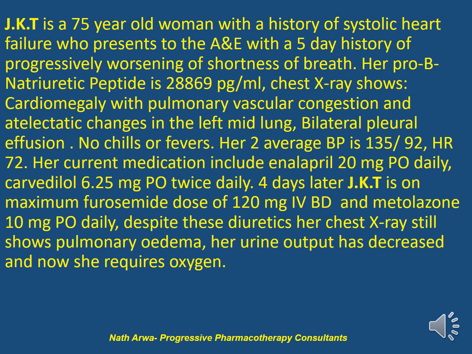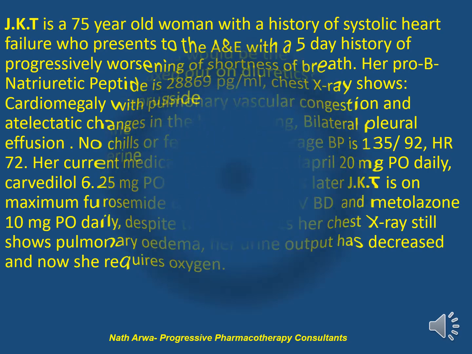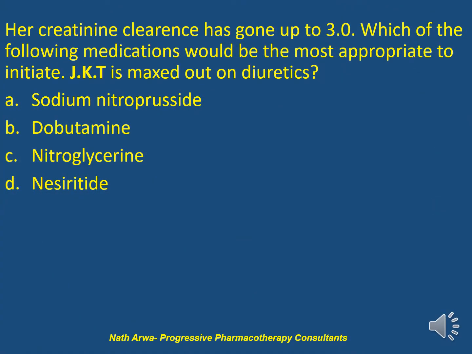Now, despite this maxing the diuretics, her chest x-ray still shows pulmonary edema. Her urine output has decreased, and now she's desaturated. She requires oxygen. And her creatinine clearance has gone up. The kidneys are taking a hit. Clearance is now 3.